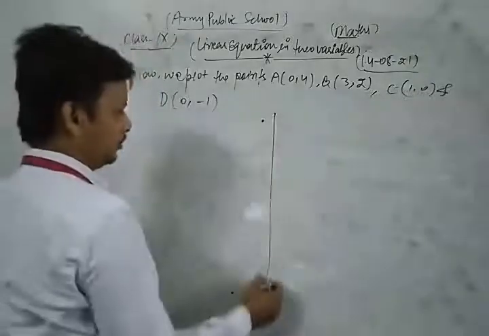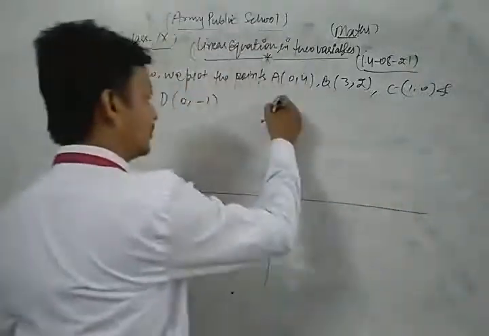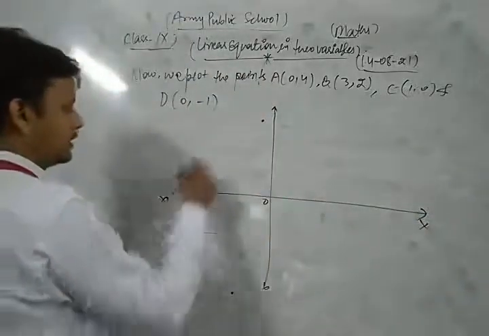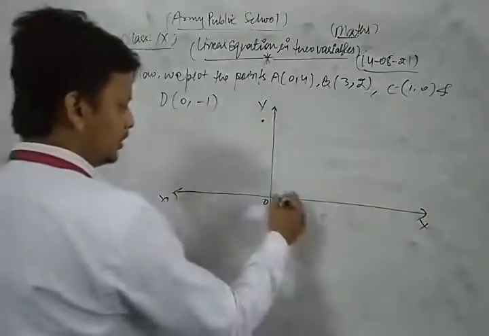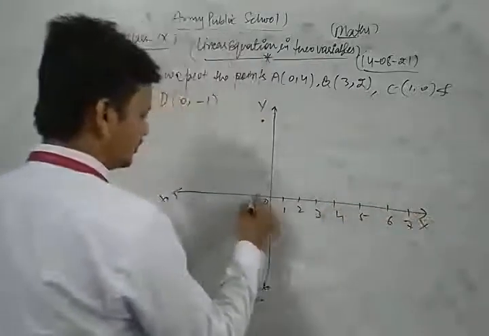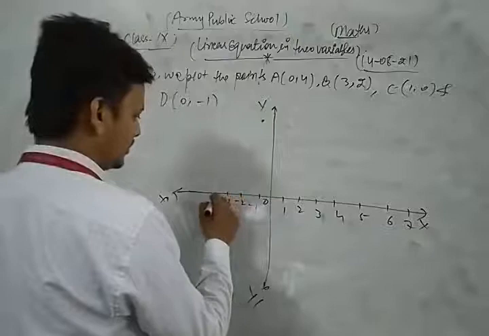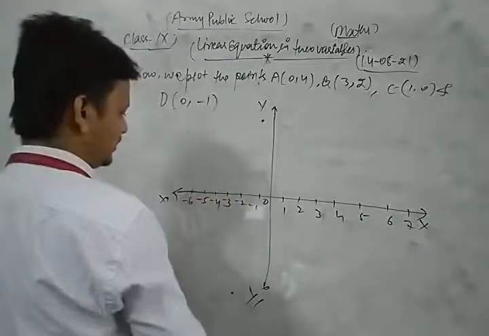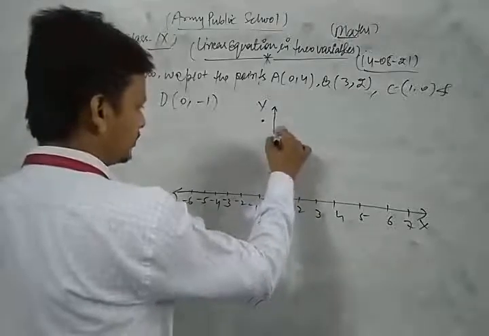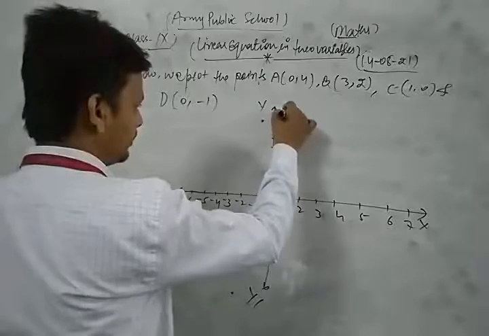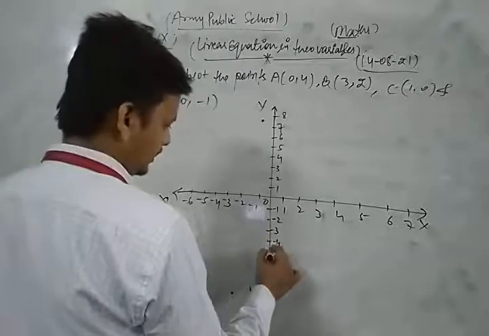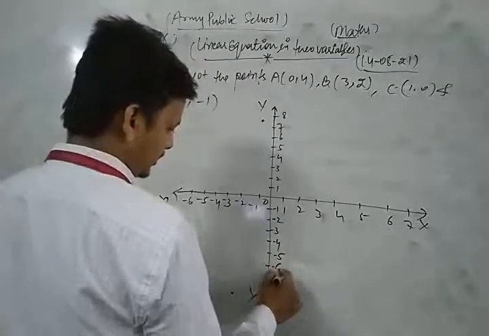Now look, we draw the graph. This is XOX', this is YOY'. This is 1, 2, 3, 4, 5, 6, 7. This is minus 1, minus 2, minus 3, minus 4, minus 5, minus 6. And this is plus 1, plus 2, plus 3, plus 4, plus 5, plus 6, plus 7 and plus 8. And this is minus 1, minus 2, minus 3, minus 4, minus 5, minus 6 and minus 7.